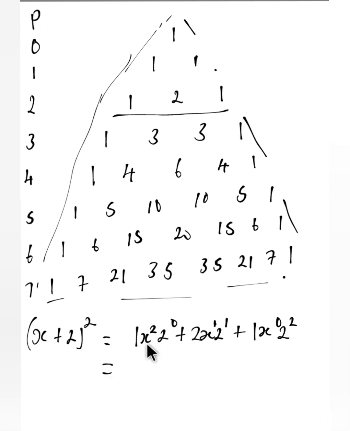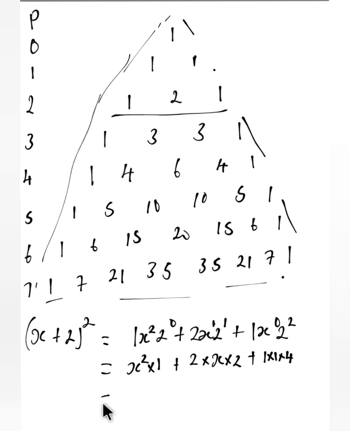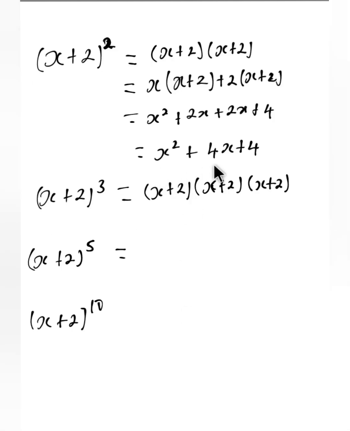This is 1 times x squared times 2 raised to power 0. 1 times x squared is x squared, times 2 raised to power 0 is 1, plus 2 times x raised to the power 1 is x, 2 raised to the power 1 is 2, plus 1 times x raised to the power 0 is 1, times 2 raised to the power 2 is 4. So let's simplify further. This becomes x squared plus 2 times 2 is 4, 4x plus 4. And this is exactly the answer we had before, x squared plus 4x plus 4.